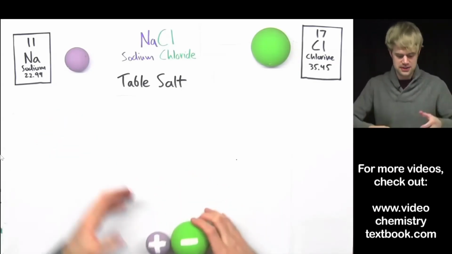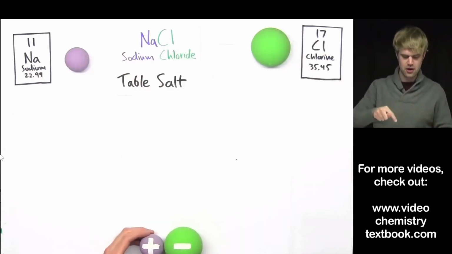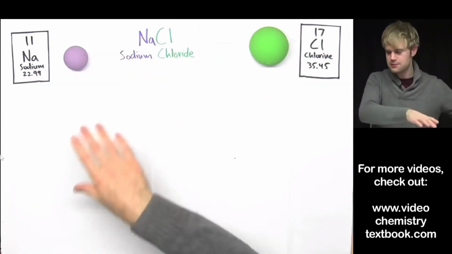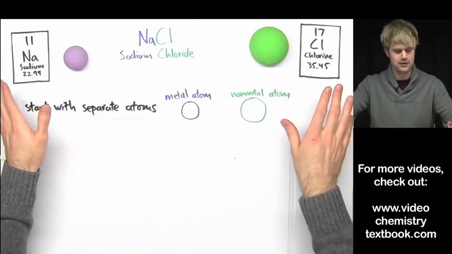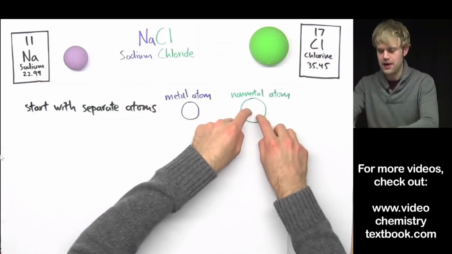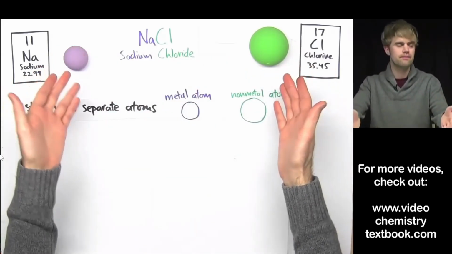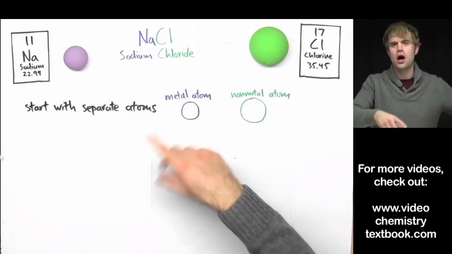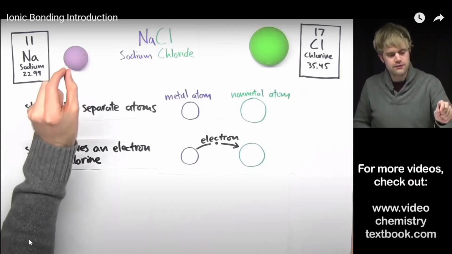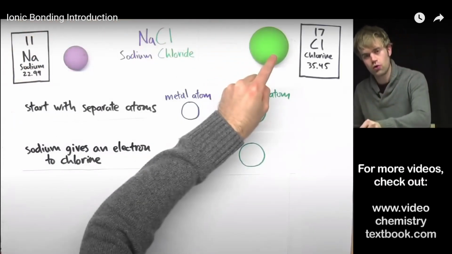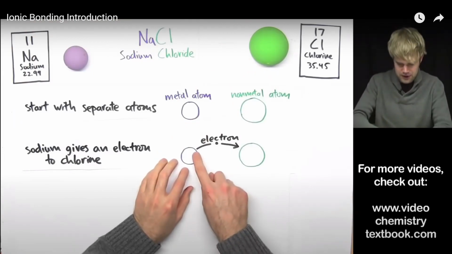Okay, so let's look at the steps that we have to take to go from this to this. The first step is pretty much what I've got right here. We're starting with two separate atoms that aren't connected. We've got the metal atom, the sodium, here, and the non-metal atom, the chlorine, over here. Now the first thing that happens on the road to an ionic bond is that the sodium atom gives one of its electrons to the chlorine atom. So you can fill that in. What does the sodium do? It gives an electron. Who does sodium give an electron to?